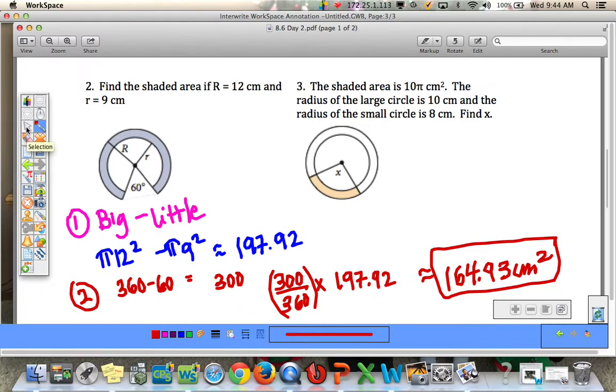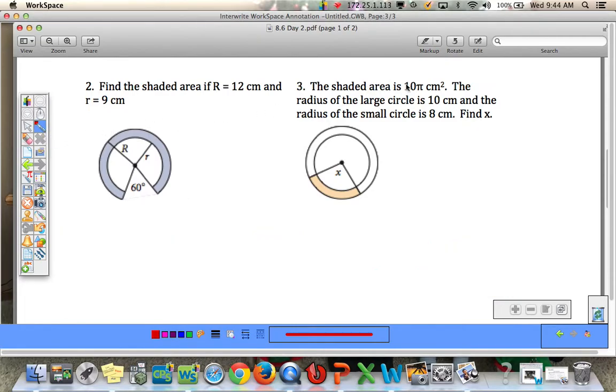And then number 3, clear this off. The area of the shaded area is 10 pi centimeters squared. The radius of the big circle is 10, and the radius of the small circle is 8. Find x. And x would be just the shaded part. Well, actually, x would just be the sector right here. I'm assuming. Let me double check.